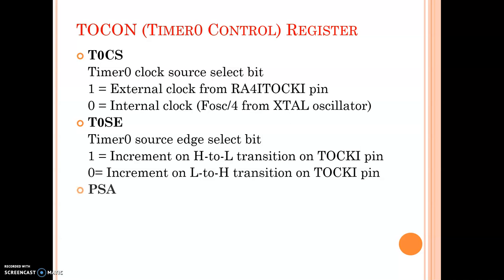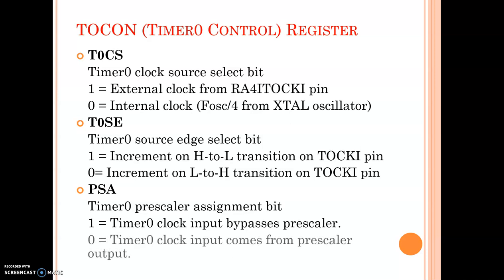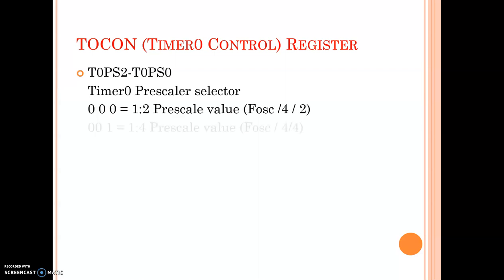Then comes the next bit, the prescaler assignment bit. When it is 1, I am going to use the timer 0 clock input and bypass the prescaler. And when it is 0, I am going to use the prescaler output. We are going to discuss the prescaler in a coming segment of the video. But as the reference is there in this particular register, we have to see the values of the prescaler.